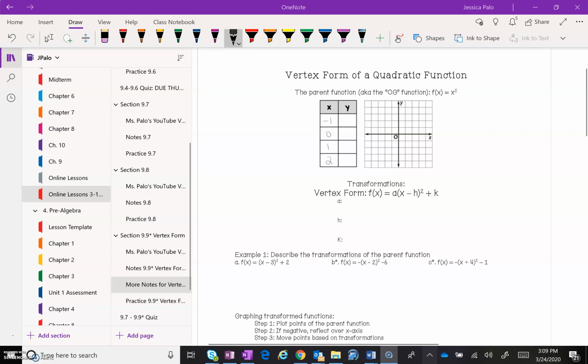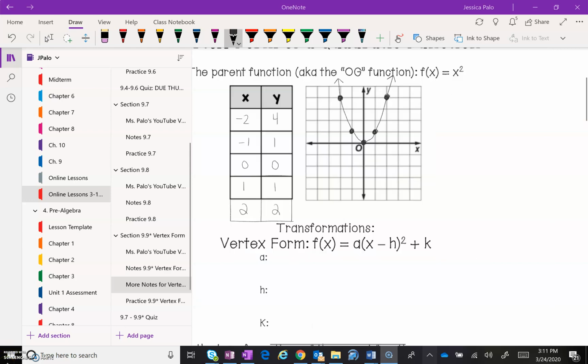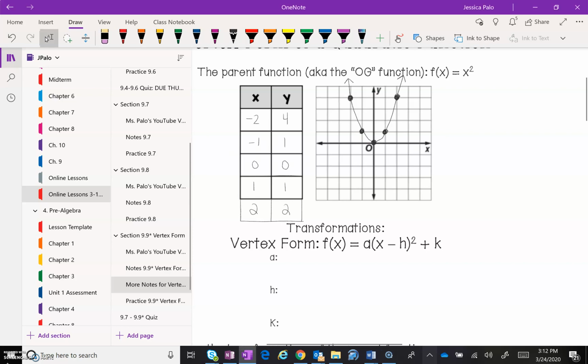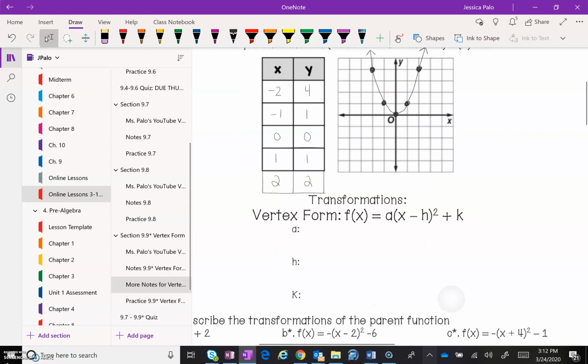So here's a table of values. I'm just going to plug in the values negative 1, 0, 1, and 2, and we are going to plug it into the OG function, and then we can graph this parabola. The table of values was bothering me because it did not make a symmetrical parabola, so I just added a fifth box at the bottom so we can have a symmetrical parabola. So there we go. Here is our parent function. Now we are going to transform this parent function using vertex form.